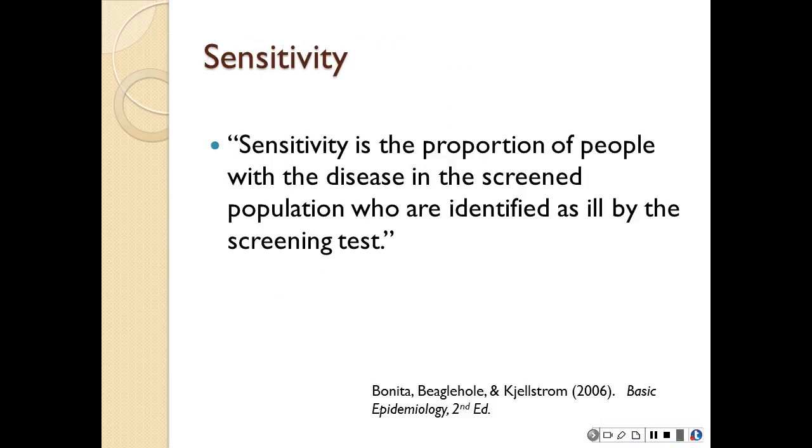So we assess validity in epidemiology using sensitivity and specificity. Sensitivity is the ability of the test to correctly identify all those people who have the disease among everyone that's diseased. So you have a screened population, and a certain number of those people are sick. Does your test identify all those people? The sensitivity of the test is the estimate of how well you're actually identifying the people that should be identified, the people that are truly sick.